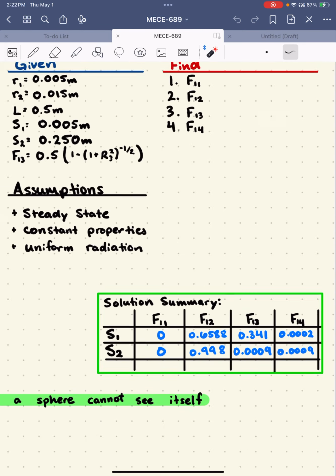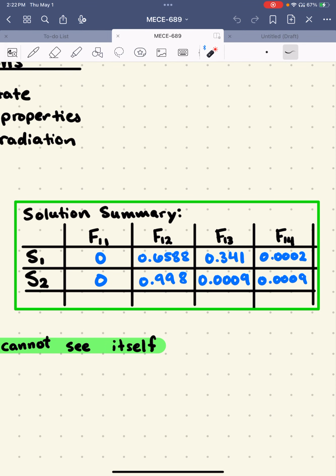Now, my solution summary, I put this into a table so that it's a little bit easier to see. For S1, F11 is 0, F12 is 0.6588, F13 is 0.341, and F14 is 0.0002.